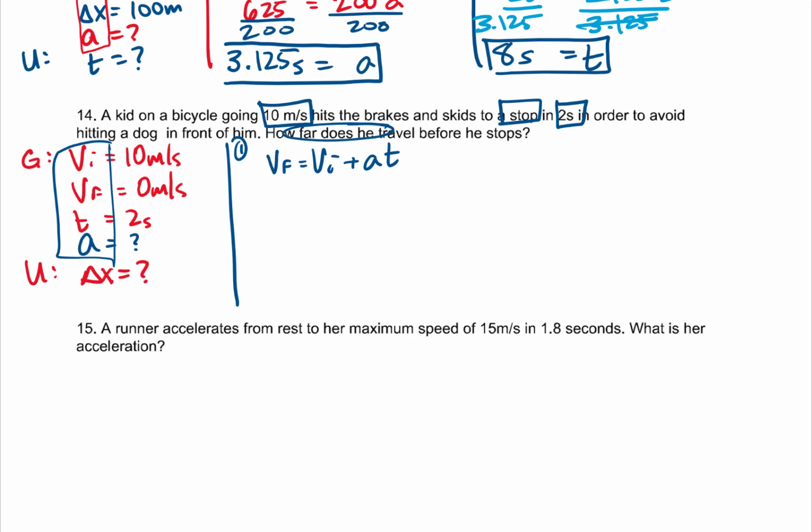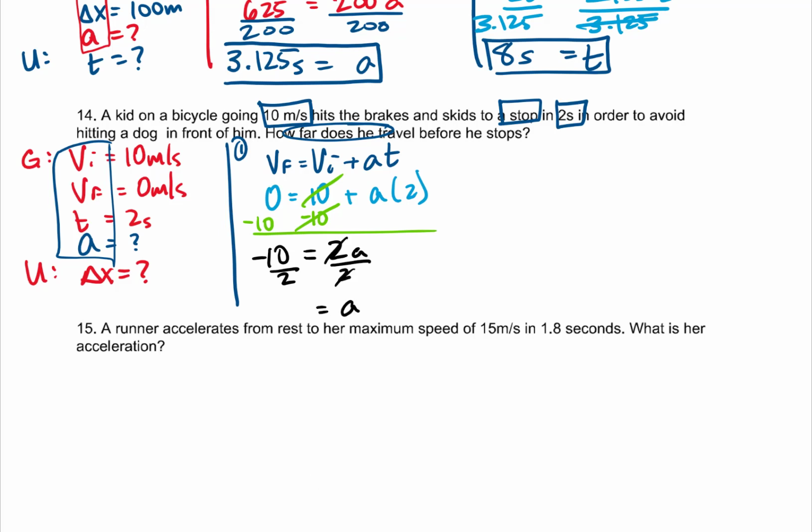So we're going to plug in our numbers. 0 is equal to 10 plus acceleration times 2. I'm going to subtract 10 from both sides, minus 10, minus 10. So that goes away. I've got negative 10 is equal to 2a. Divide both sides by 2. That goes away. And my acceleration is negative 5 meters per second squared. But that's just another piece of known information.